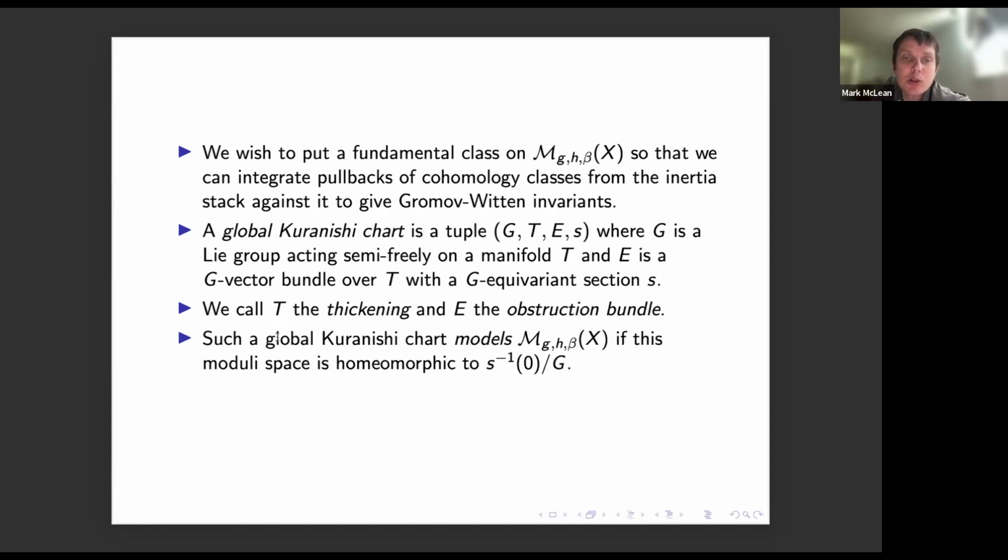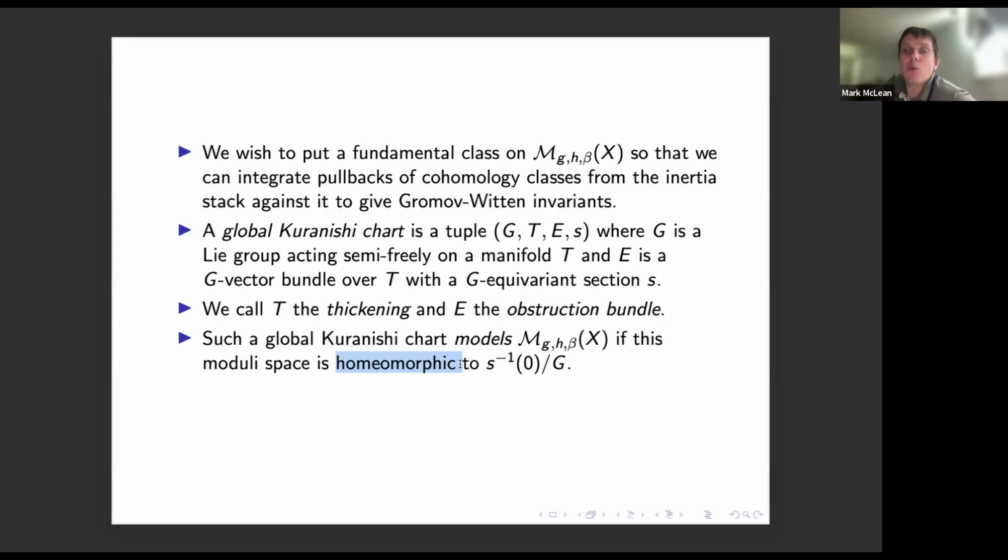We say that the global Kuranishi chart (G, T, E, S) models our moduli space if this moduli space is, say, homeomorphic to S inverse of 0 mod G. Actually, you could say more. You could think of the moduli space as some sort of orbi-like topological space. So you include the data of the automorphisms of the curves, and then you want the stabilizer groups of S inverse of 0 mod G to match with this. So it should be homeomorphic as topological orbi-spaces. In that sense, that's how we're going to model this moduli space.